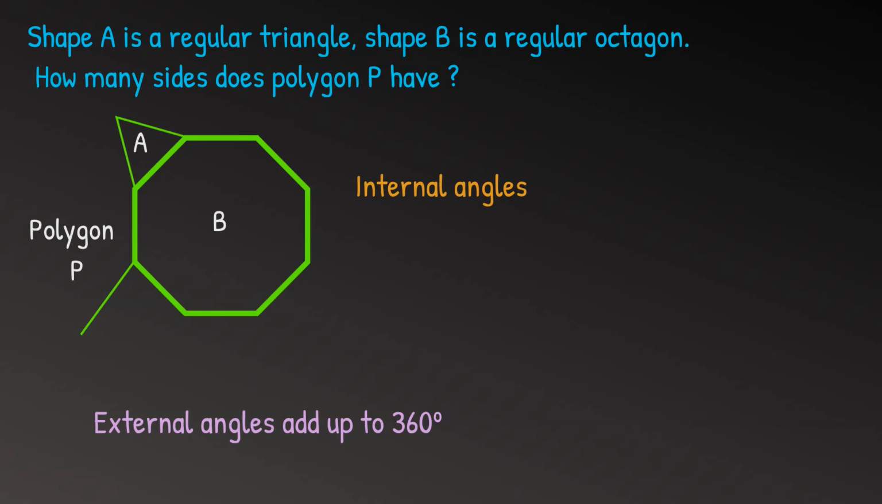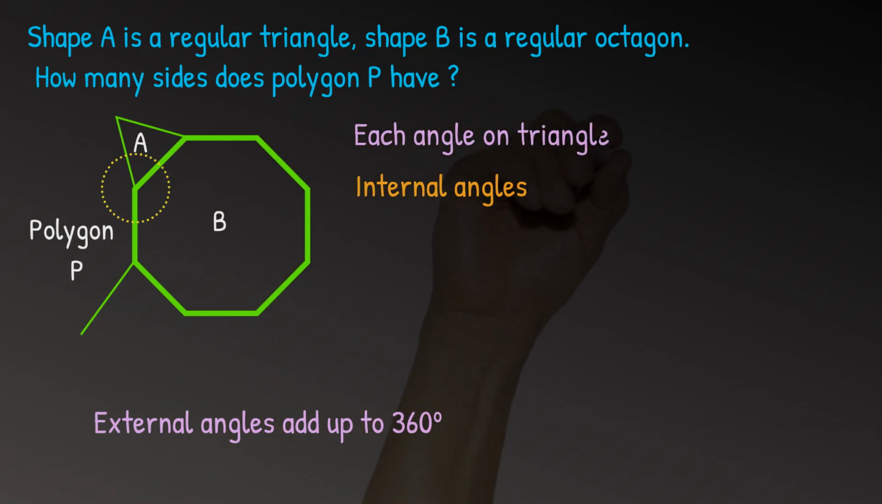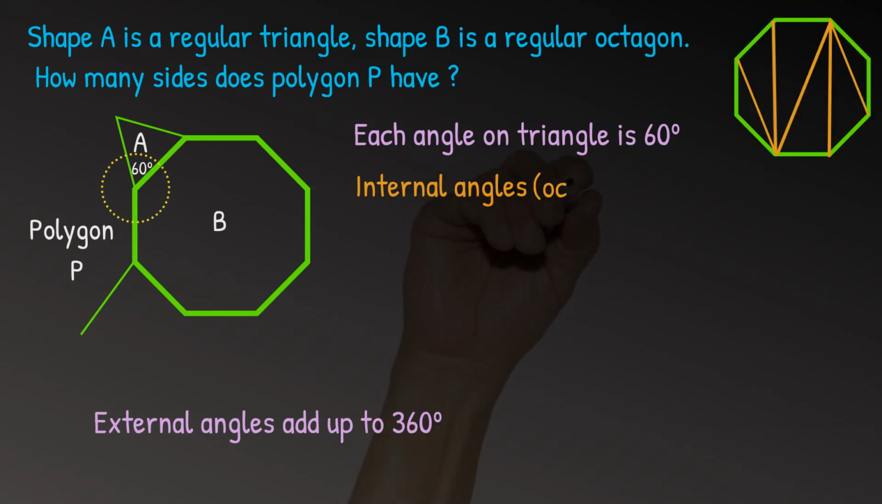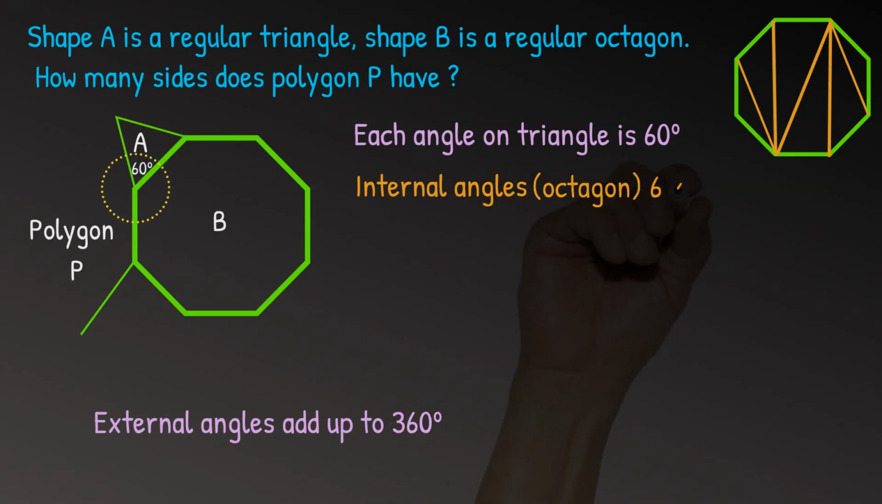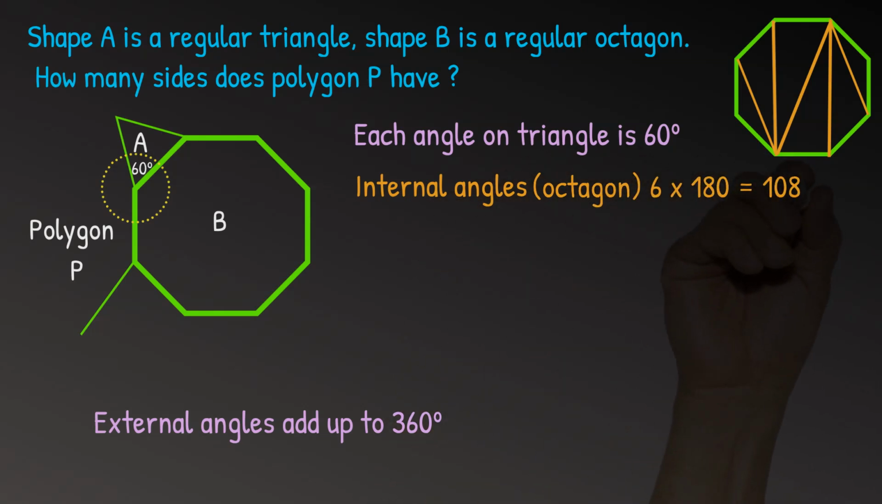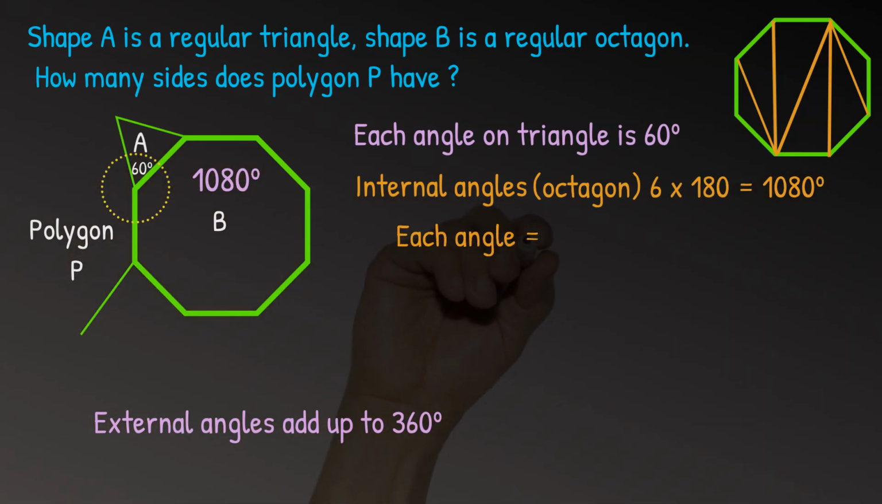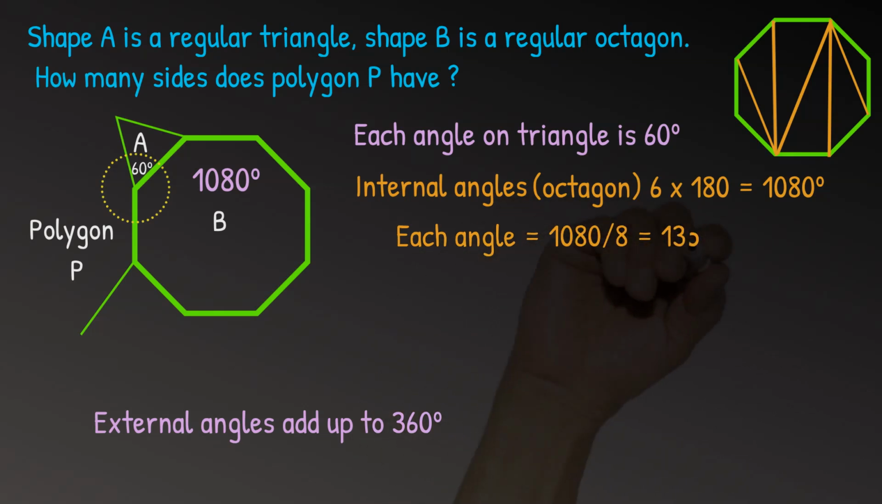So we want to focus our attention on where these 3 shapes meet, the triangle, the octagon and the polygon P. And we know that the triangle is regular, therefore every angle is going to be 60 degrees because they all are equal and they all have to add up to 180. We're also told that the octagon is a regular octagon. We can draw 6 triangles in an octagon, so the internal angles add up to 6 times 180, which is 1080 degrees. It's regular, so every angle's the same, 1080 divided by 8. So we know the angle of the octagon is 135 degrees.